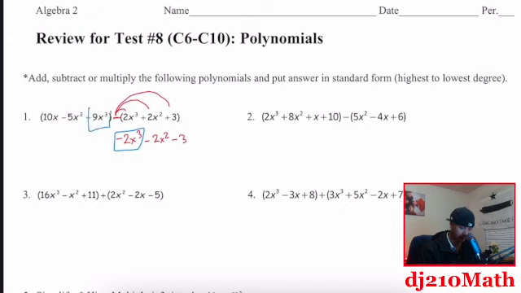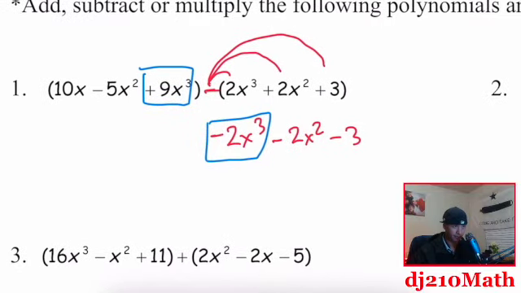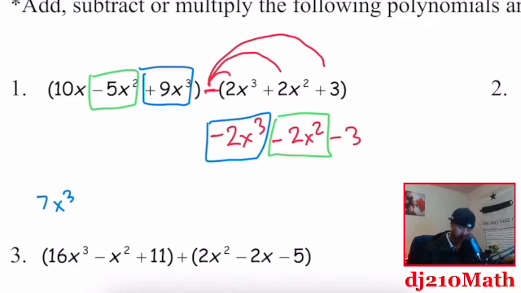So minus 2x cubed and minus 9x cubed, which is, or is that minus 9? No, it's plus, my bad. Do it like this. Okay, so it's going to be 9 minus 2, 7x cubed. What else? X squared. So negative 7x squared. There's one x term, so plus 10x. And one constant, minus 3.